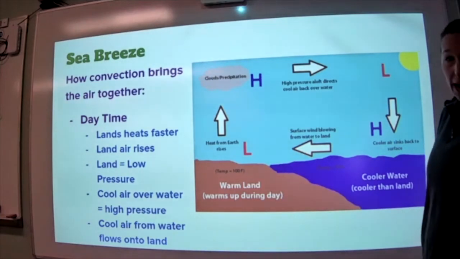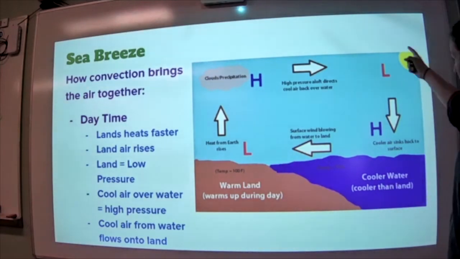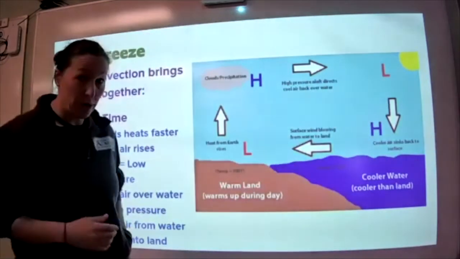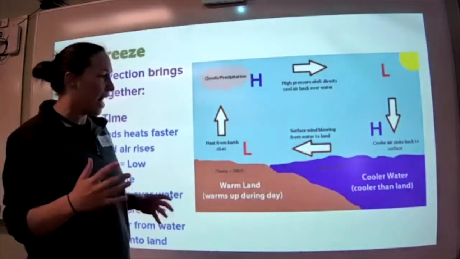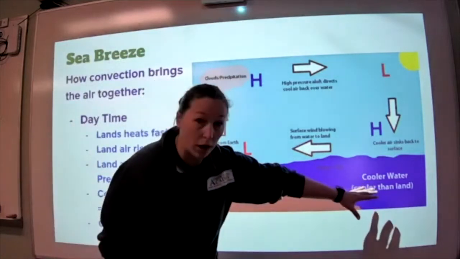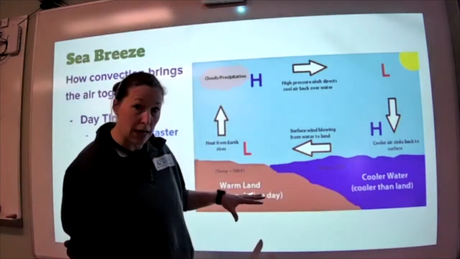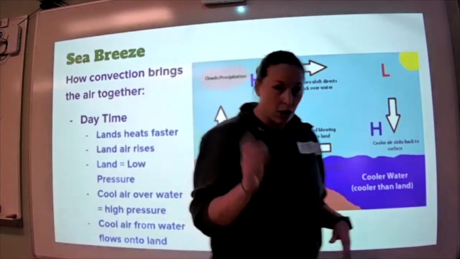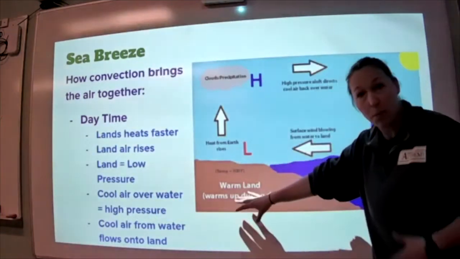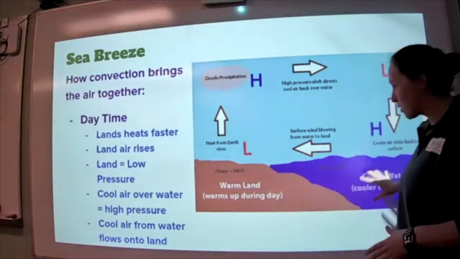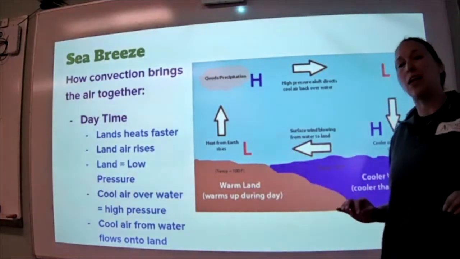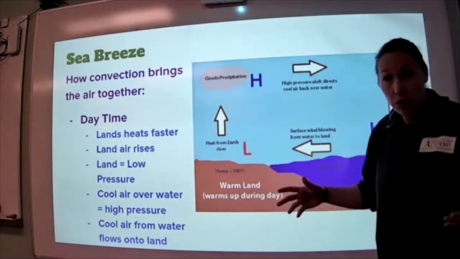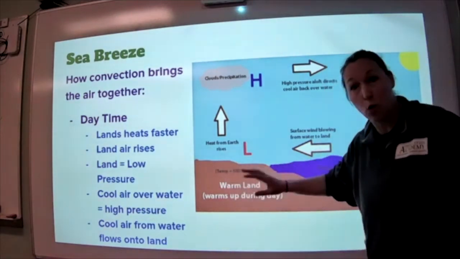So a sea breeze happens during the day, so we can see the sun's out. Now, if you remember from our labs, a week and a half ago now, we had a station where we had a cup of water and a cup of sand. And we tried to see which one would heat up faster. And our data showed that land heats up way faster. And that's because water has a high, what we call heat capacity. It just doesn't like to change temperature. Biggest thing you need to know, land heats up quickly.